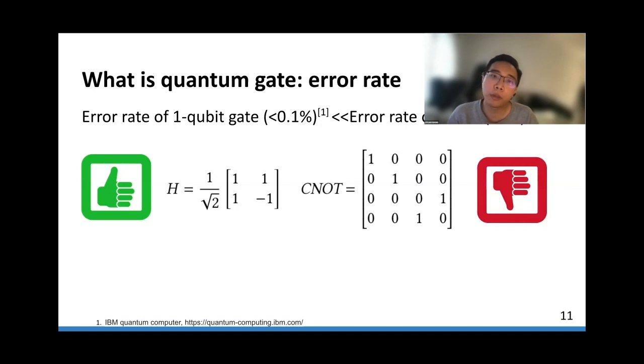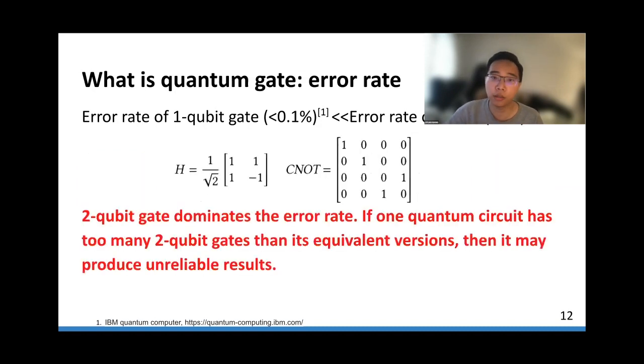A typical quantum program contains a significant number of 2-qubit gates. As you can imagine, if you want to map logical qubits to physical qubits, you need a lot of swap gates, each of which consists of 3 CNOT gates, whose errors contribute the most to the overall error rate. So in other words, 2-qubit gates dominate the error rate. So if one quantum circuit has too many more 2-qubit gates than its equivalent versions, then it may produce unreliable results.